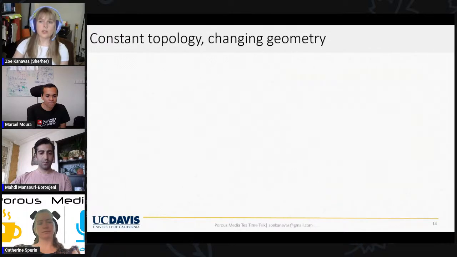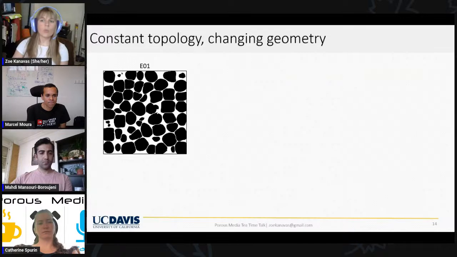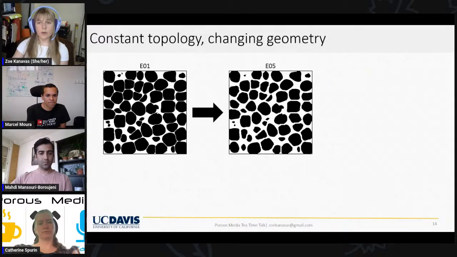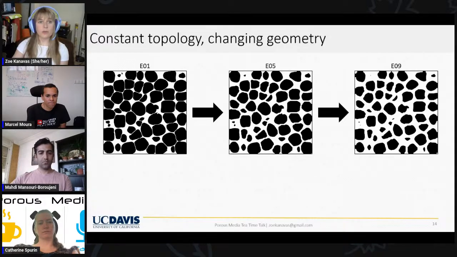To explore this connection, we will return to the 2D structures we discussed in the beginning. We are looking at one particular slice where we apply uniform erosion to the surface of all the grains. This maintains the topology of our structure while altering the geometry. We will be working with 9 different erosion steps and will refer to each structure by its erosion step. So the label E01 refers to erosion step 1, E05, erosion step 5, and so on.